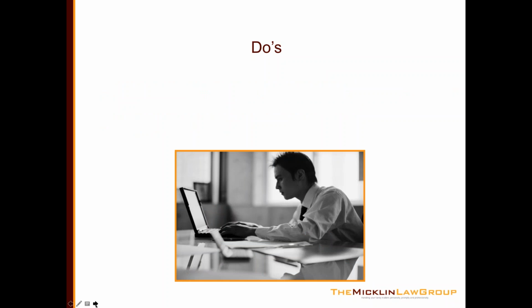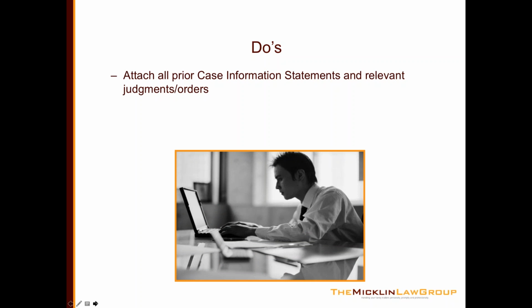Moving on with more do's, again, we're going to talk a little bit more about some of the paperwork with a little more detail. So, case information statements that I mentioned a moment ago. You want to attach in most, and again, I have to give a caveat. A lot of my discussion today is going to be about modifying financial obligations, alimony and child support most commonly. That's the most common and difficult application for modification. So going to that, attach all prior case information statements, relevant judgments, and orders.